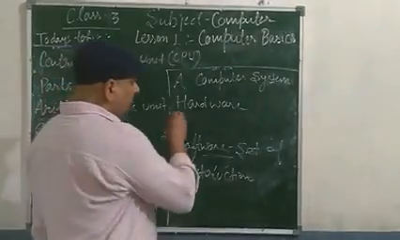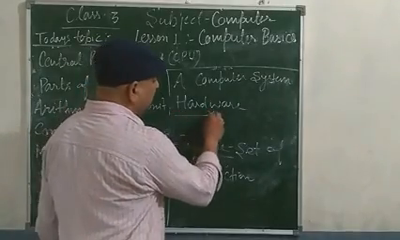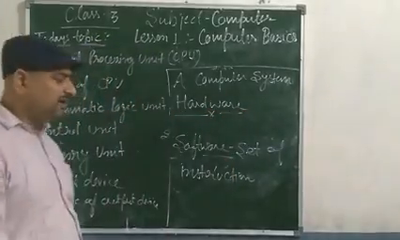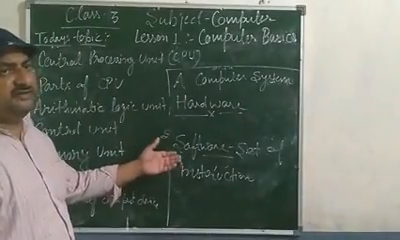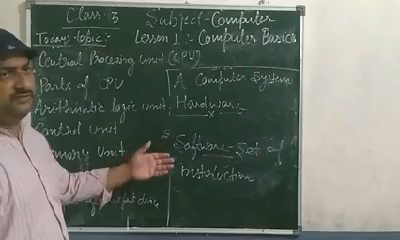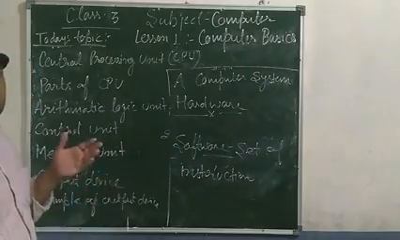Hardware, the physical part that we can see, is called hardware, and software means a set of instructions given by the user to run the particular hardware.